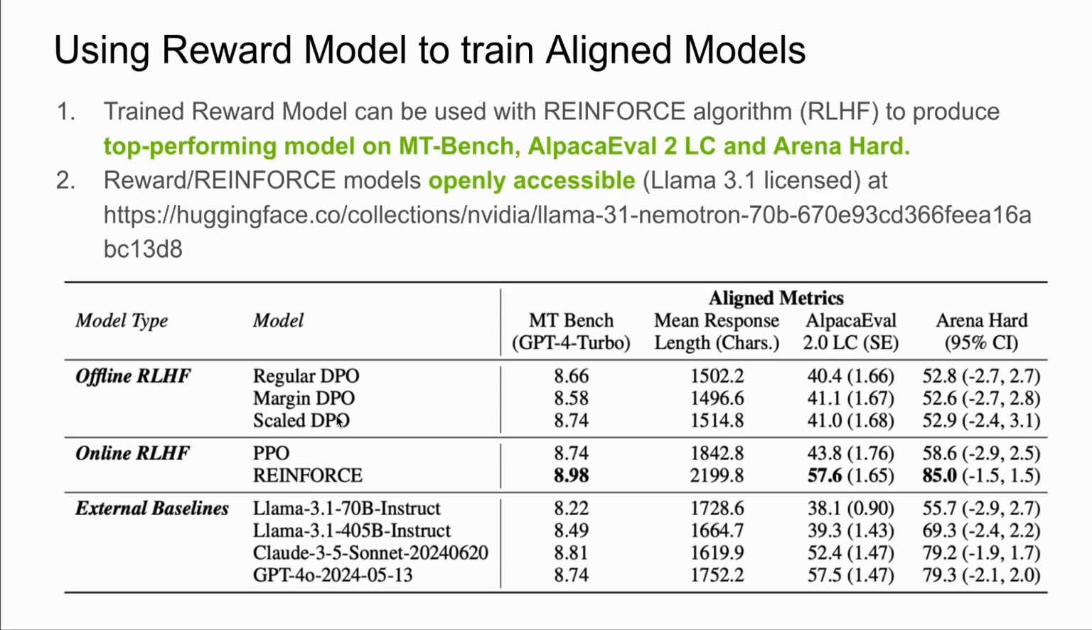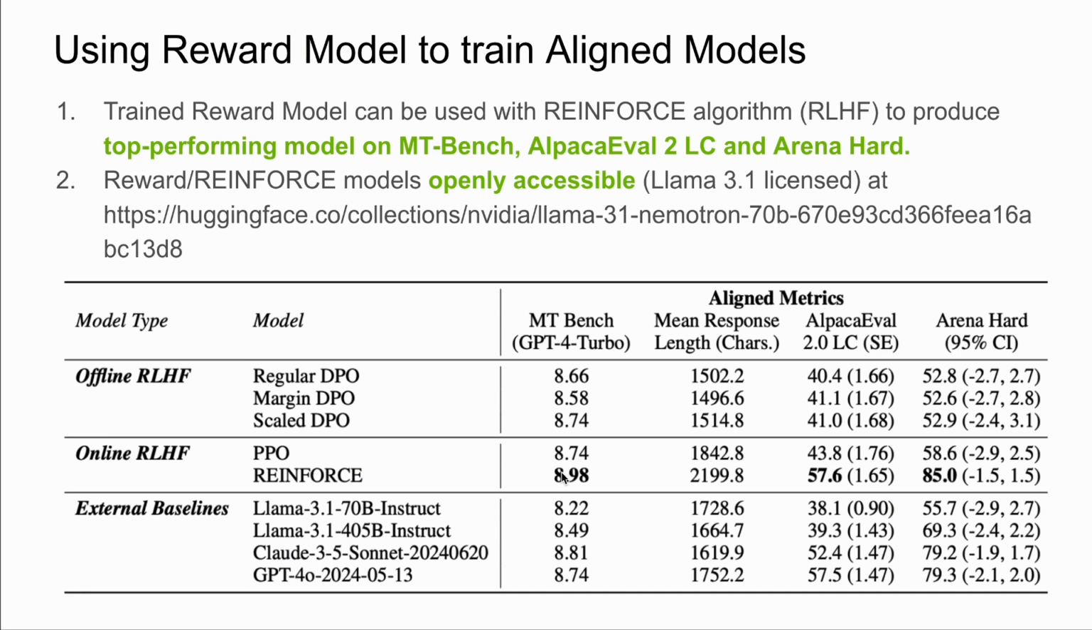Okay, so we then also used the reward model to train aligned models, and specifically we used a few methods. We used DPO and variants of DPO based on our scaled method. We also used PPO as well as REINFORCE. This is actually RLOO, which is very similar to GRPO. And we find that across all the models, online RLHF models were much stronger than offline RLHF models. If you see MT-Bench, maybe PPO and DPO are similar, but on all the other metrics, especially Arena Hard, PPO beats them by quite a lot.